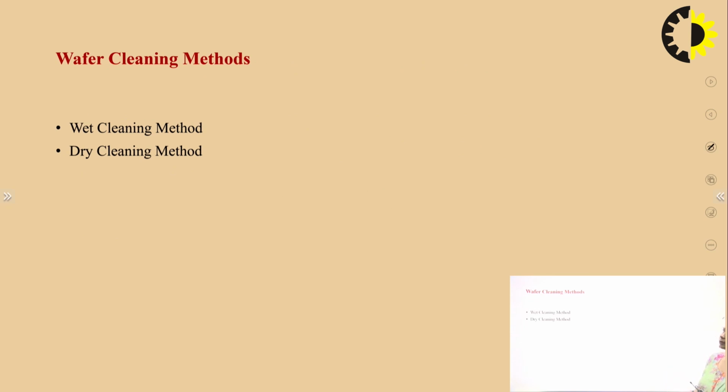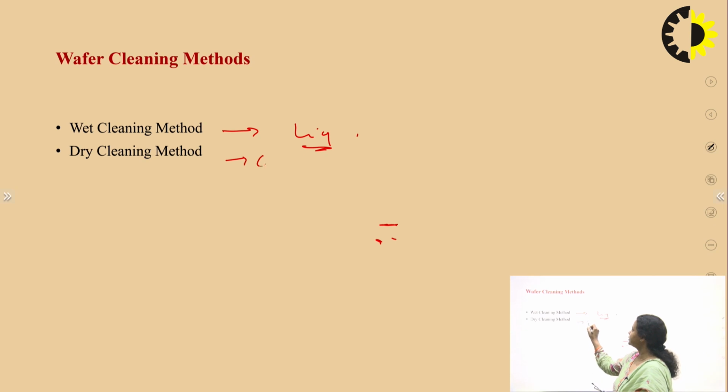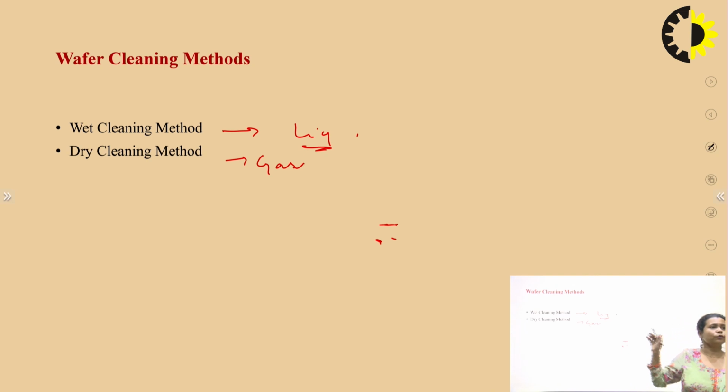For wafer cleaning, we have two methods basically: the wet cleaning method and the dry cleaning method. As the name suggests, the wet cleaning method is where we use liquids, and in the dry cleaning method we use basically gaseous form. So the wet cleaning method is where we use certain kinds of liquids to clean our wafer, and in the dry cleaning method we use some gases.